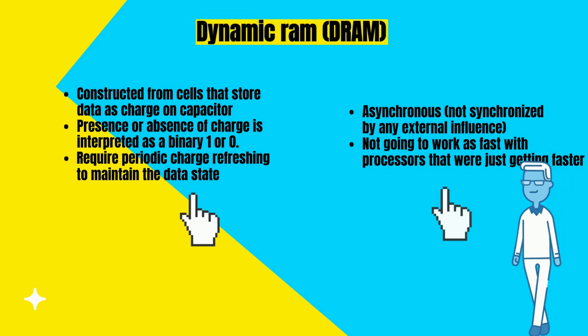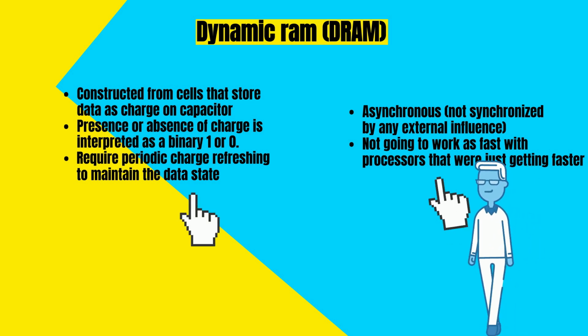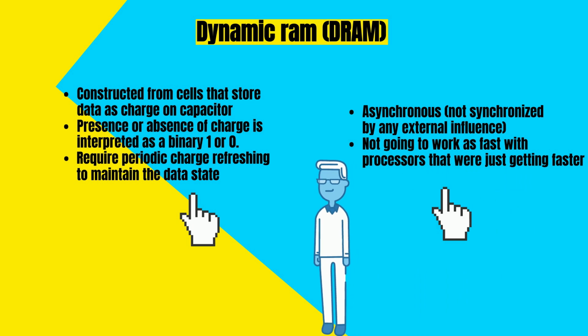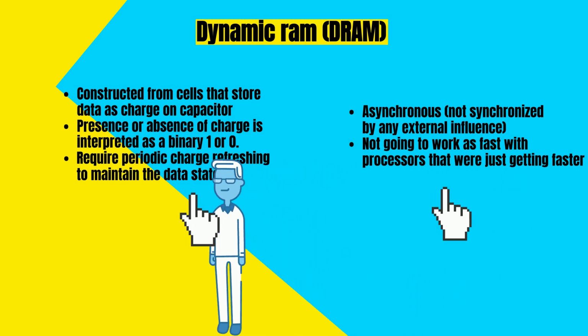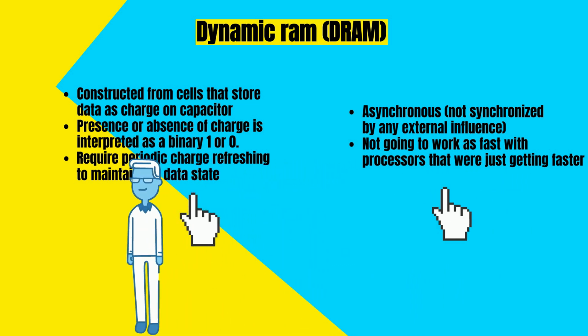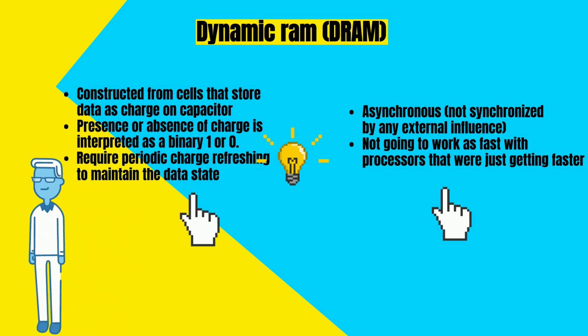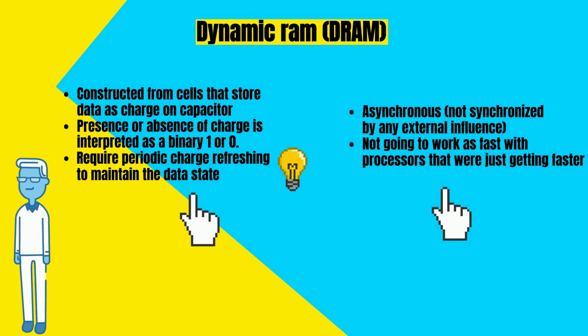DRAM is made with cells that store data in the form of charge and capacitors. The presence or absence of charge in a capacitor is interpreted as a binary 1 or 0. Because capacitors have a natural tendency to discharge, DRAMs require periodic charge refreshing to maintain data storage. The word dynamic refers to this tendency of the stored charge to leak away, even with the power being continuously applied. DRAM is also asynchronous, which means it does not sync to any external influences.